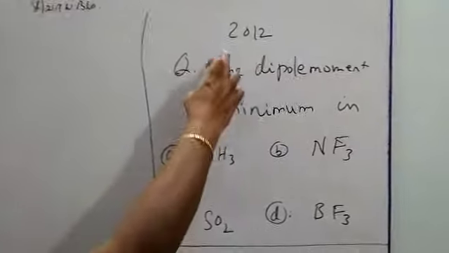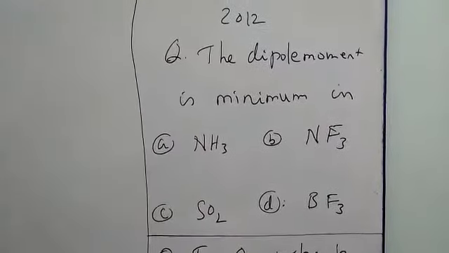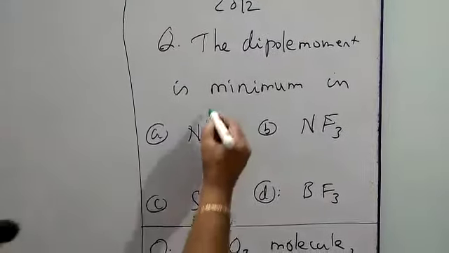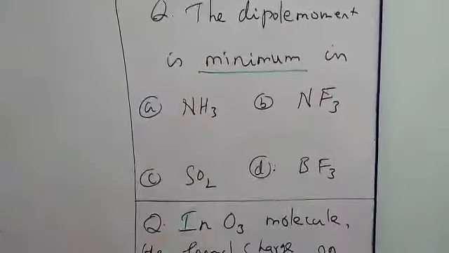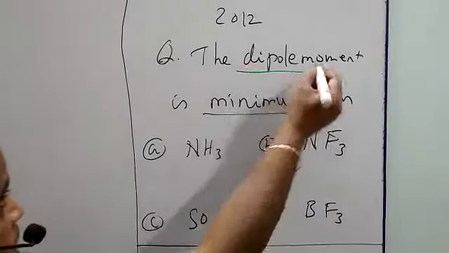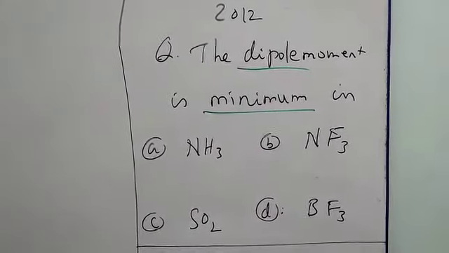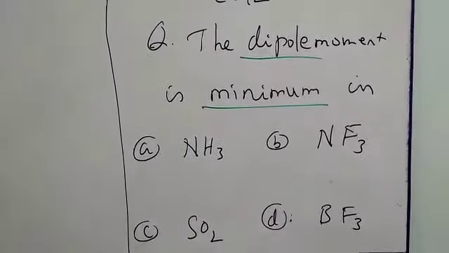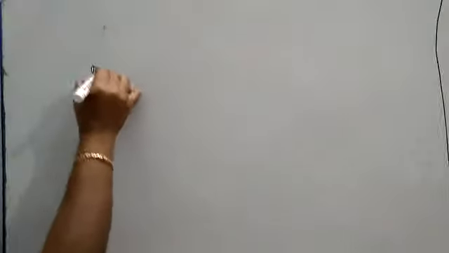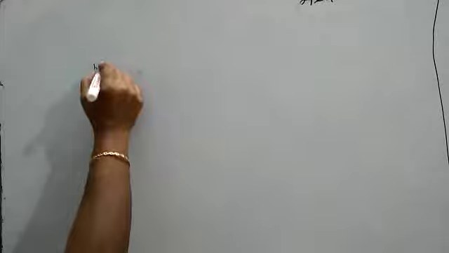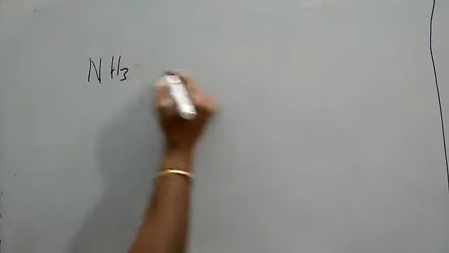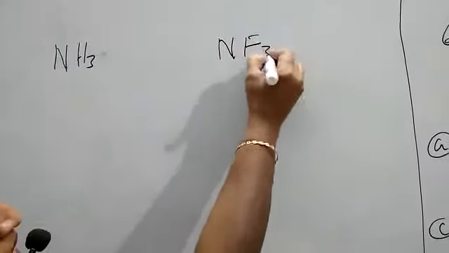In AIIMS 2012, the question is: dipole moment is minimum in which of the following? They ask you to calculate the dipole moment, so for each one we will give the structure and work it out. Now let us write that. As I told, the first one is NH3. While writing, write very carefully, yet very fast. NH3. This is NF3.